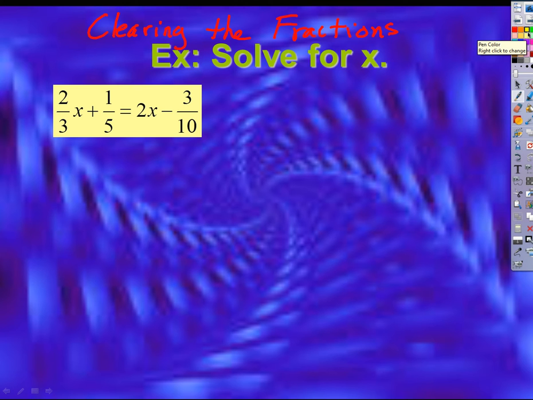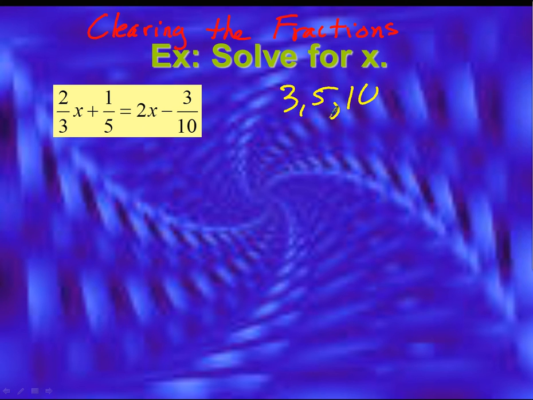It's a great trick. Okay, all you do, when you're going to clear the fractions out of an equation, here's what you do. You look at all of the denominators in the entire equation. What are they? 3, 5, and 10. And we're just going to build the least common multiple from those denominators, meaning the smallest number that they all divide into. 30. Good. 30. So then we're just going to multiply both sides by 30.